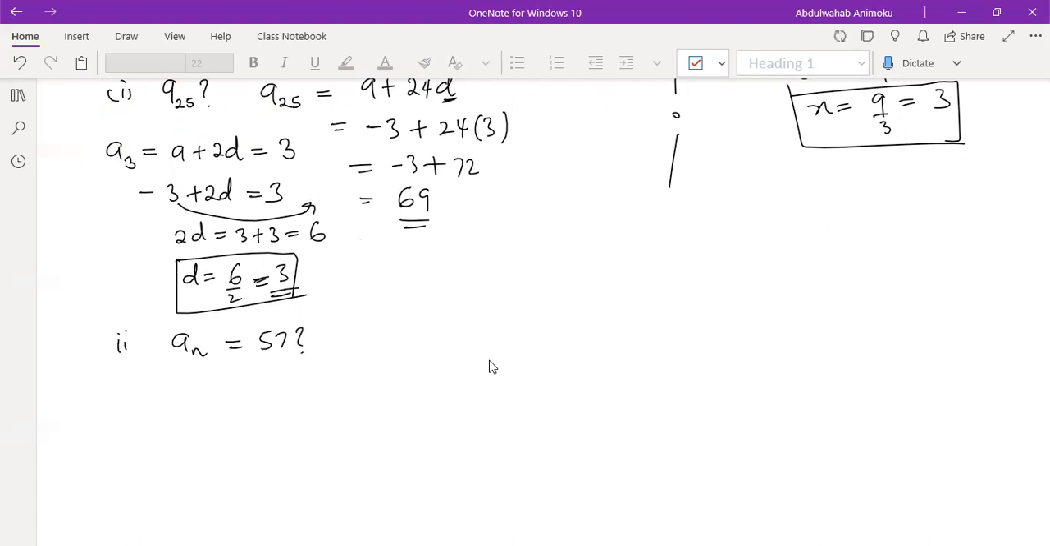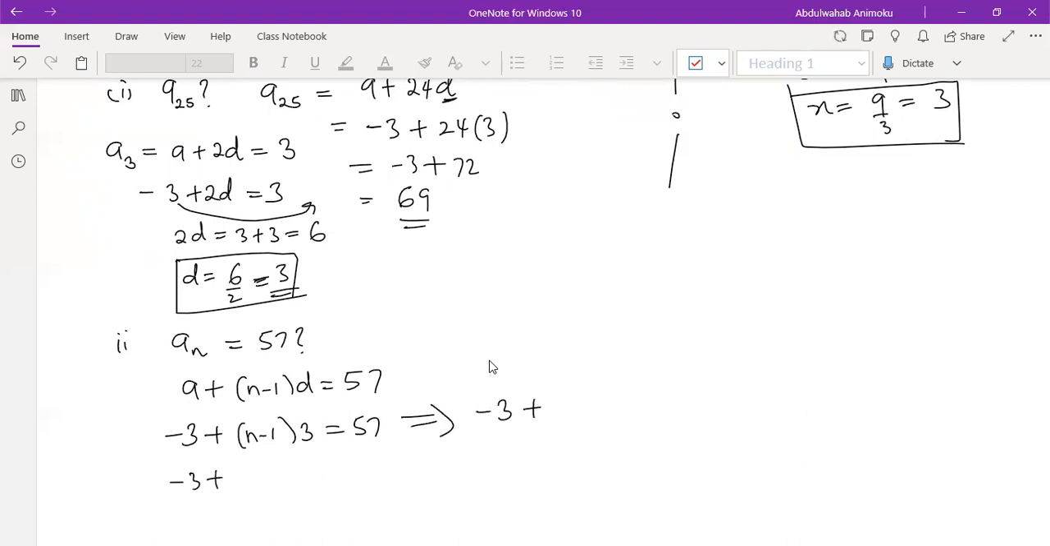So now for the second problem, like we said, an is 57. We are looking for the n that would make an equal to 57. Going with the formula of an, we just simply have to substitute: a is minus 3, n minus 1, common difference is 3, equal to 57. Now, what you do here is you expand the bracket. Minus 3 plus. Now, notice that you can actually shift this to n minus 1, right?